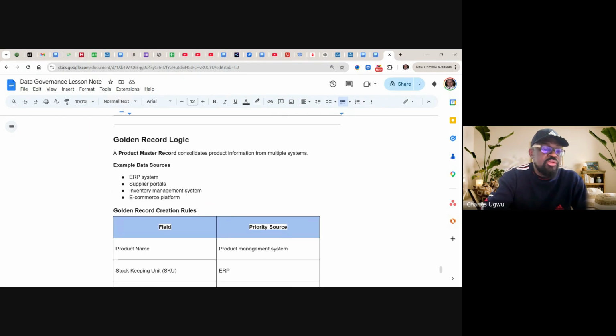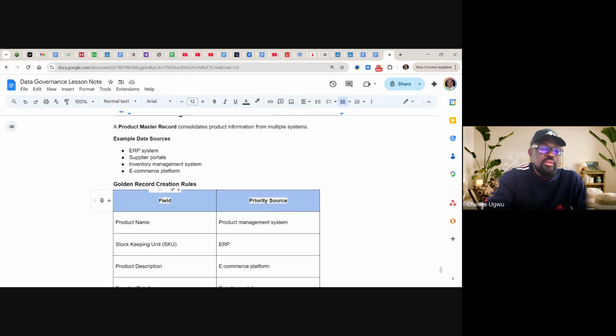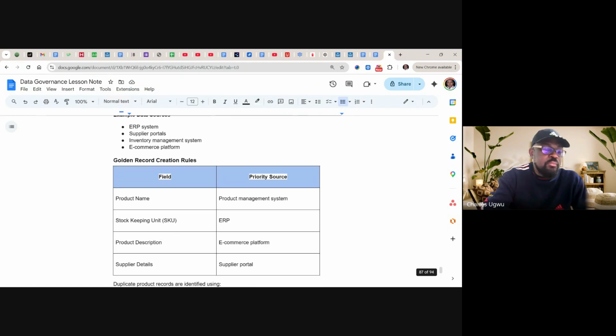portal. So golden rule here, we see customer name should come from product management system. Stock keeping unit should come from ERP system. Product description should come from e-commerce platform. Supplier detail must come from supplier portals.